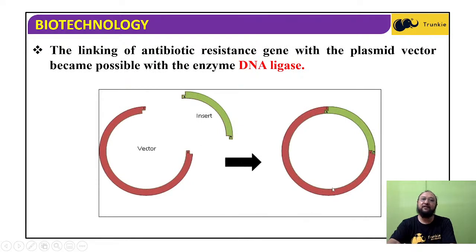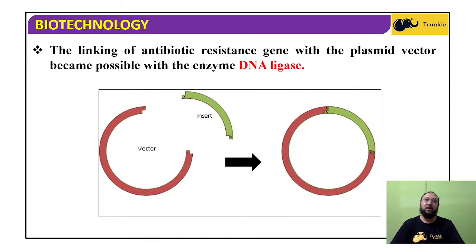So this linking of the antibiotic resistance gene with the plasmid vector became possible with an enzyme. Now another point is very important. There was the discovery of the restriction endonuclease, with the help of which we were able to cut the DNA into fragments. But what about the joining? If it is cut, we also have to join the part of the DNA of our interest and integrate it with the plasmid.